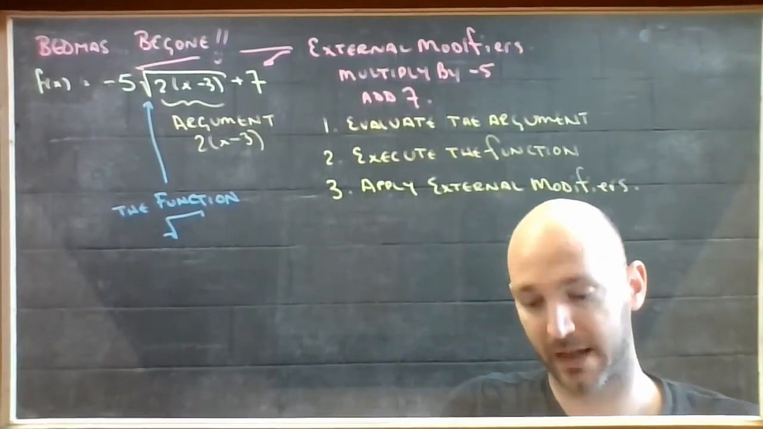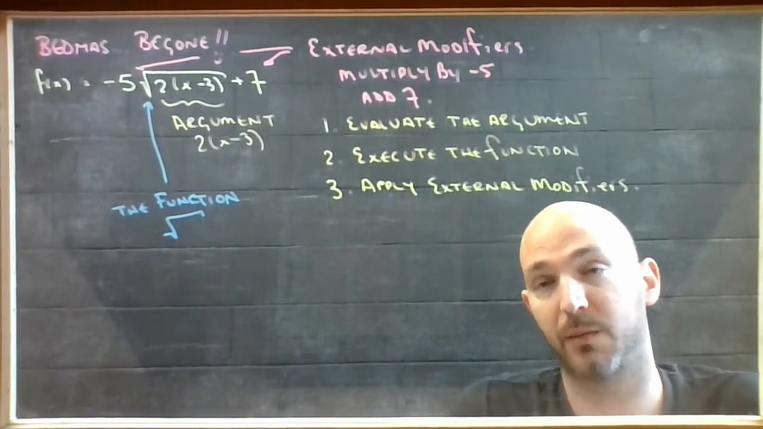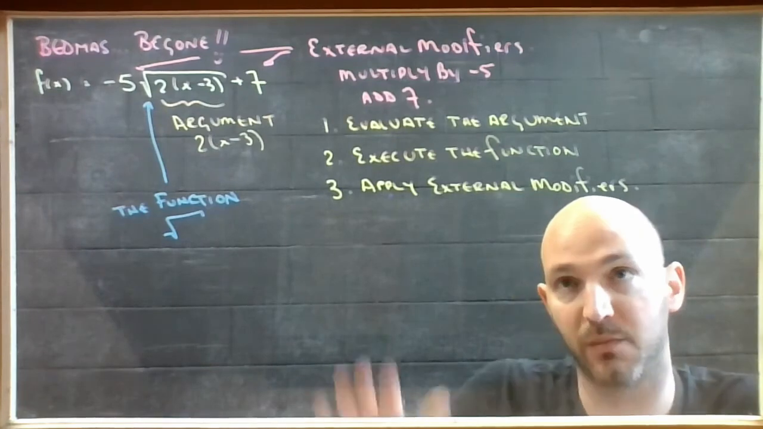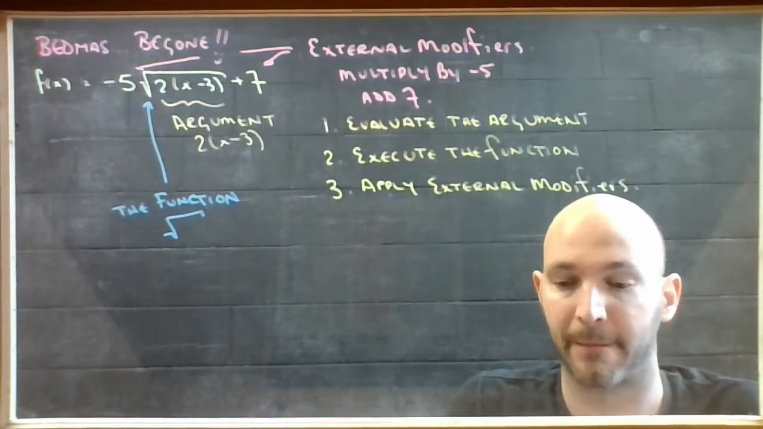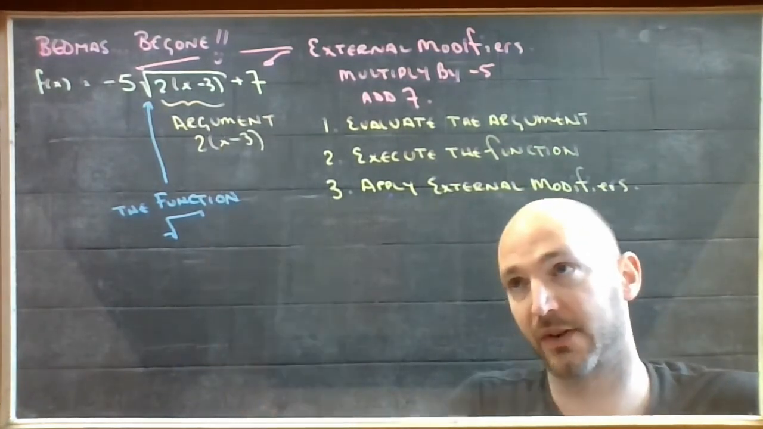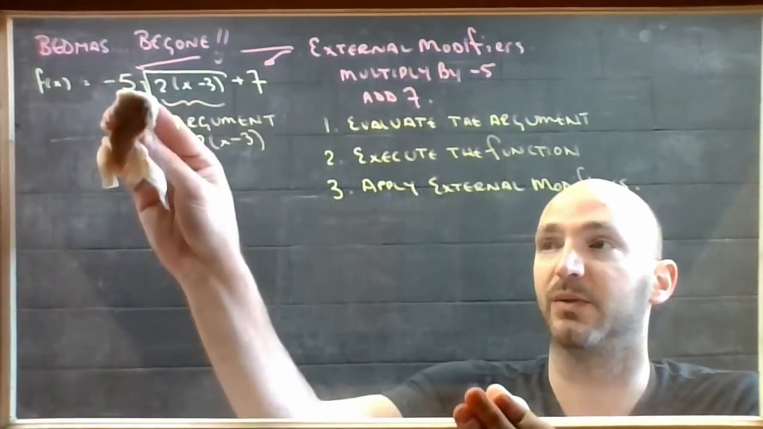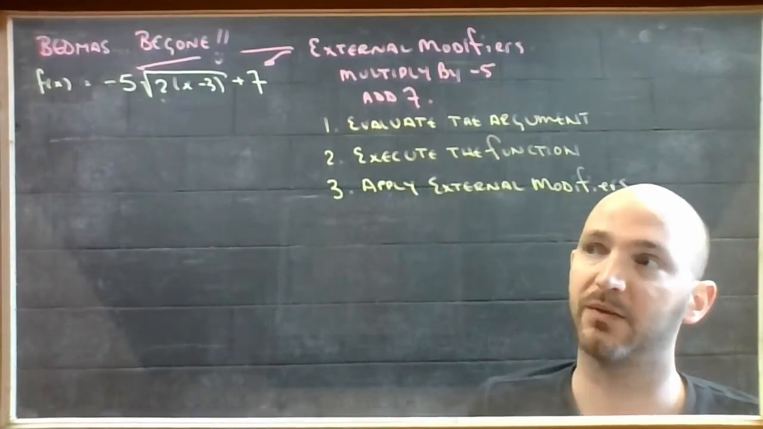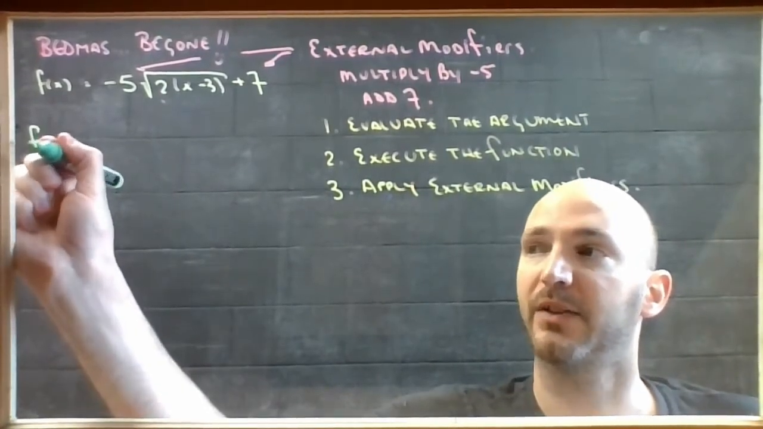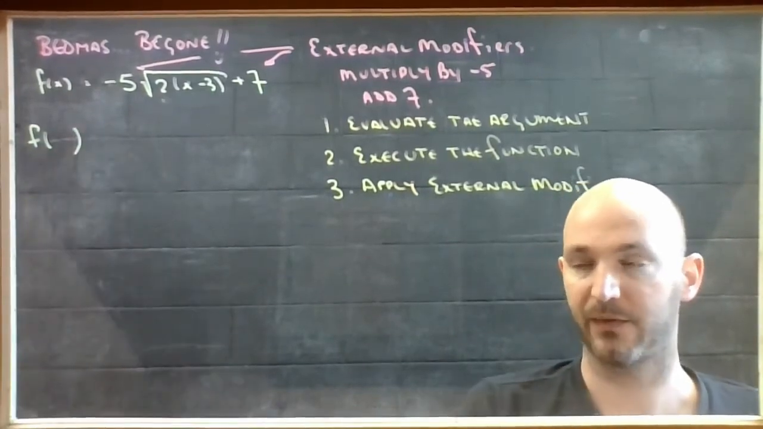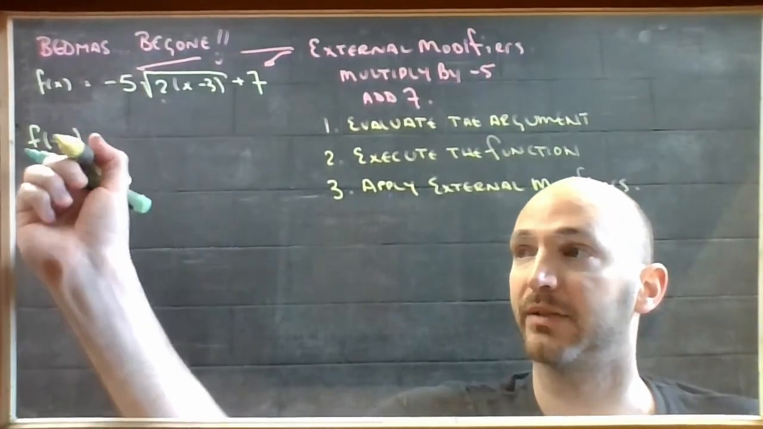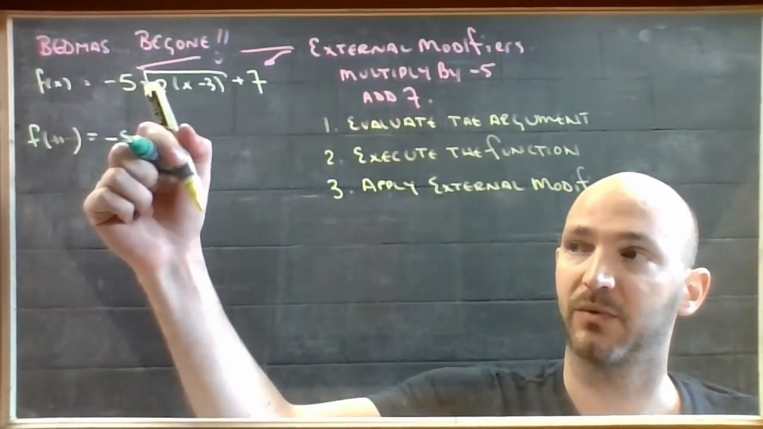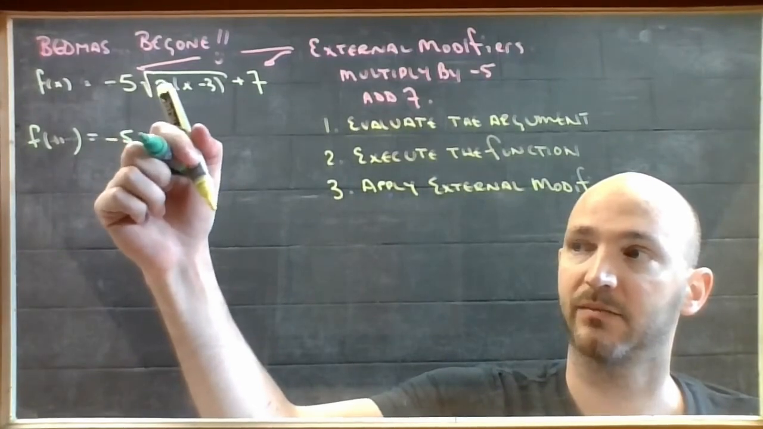So that's your new BEDMAS. Evaluate the argument first, then execute the function, and then apply the external modifiers. And you must do those things in that order. So I'm going to take this function that we have here, and I'm going to actually evaluate it. Given f, I'm going to try and evaluate f at 11. So I'm going to put that number in there, replace all the x's with 11s.